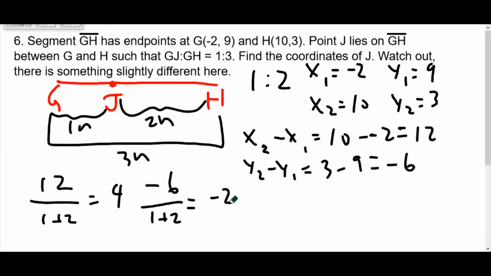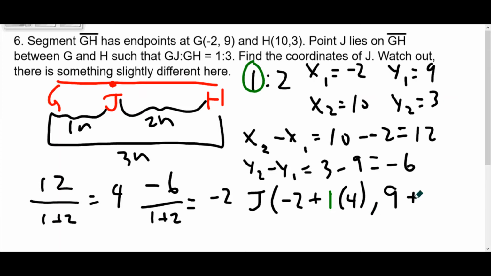Now to find J. So J is going to be x1, which is -2, plus, now keep in mind, we're looking at only 1 here. So it'll be 1 times 4, because that's the value we changed by. And then our y1 is 9 plus, in this case, 1 times -2. Now you probably ask yourself, do I have to write down the 1 here? I'll write down the 1 because it's easier for us to see where it comes from, so that we're consistent with what numbers we use.